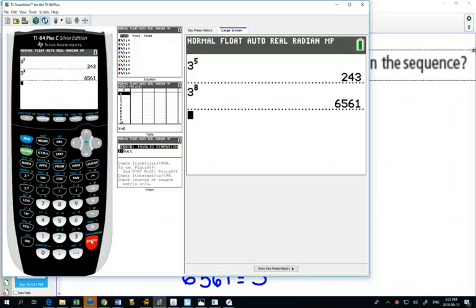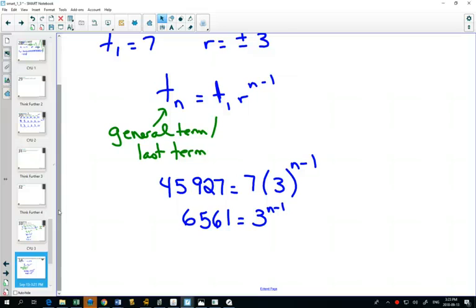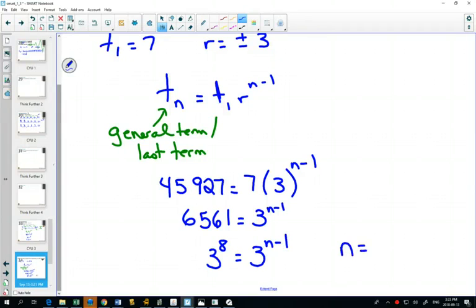How long did it take us to find it? Not too long. So what we can do next in our question is say 6561 we figured out was 3 to the 8. And this side is 3 to the n minus 1. Does anybody have an idea what n has to be? 9. Nice, you see it? Just by observation, if one side is 3 to the 8 and the other side is 3 to the something minus 1 and they're equal, n has to be 9.